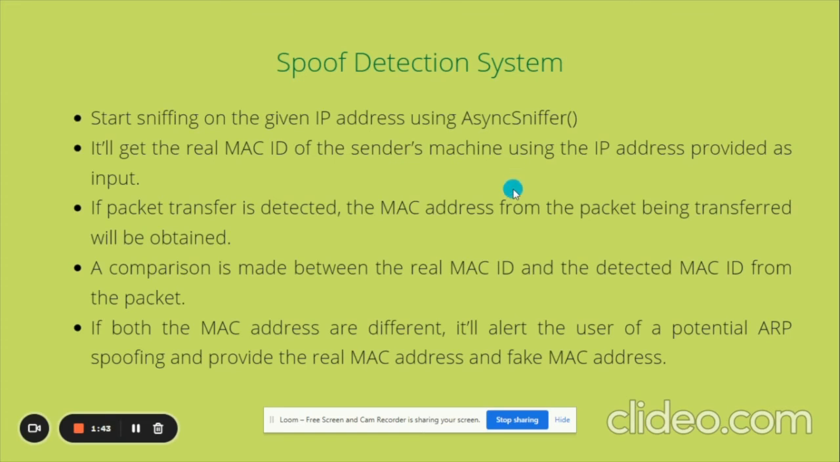Then it will monitor the packet transfer. If the packet transfer is detected, the MAC address from the packet being transferred will be obtained. Then a comparison is made between the real MAC address and the detected MAC address from the packet. If both the MAC addresses are different, it will alert the user of a potential ARP spoofing and provide the real MAC address and the fake MAC address to the user.